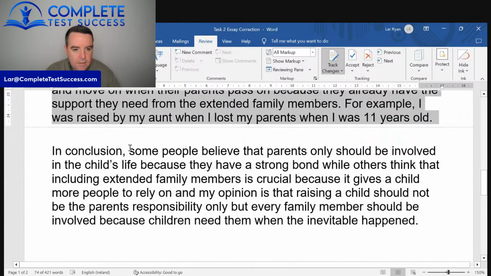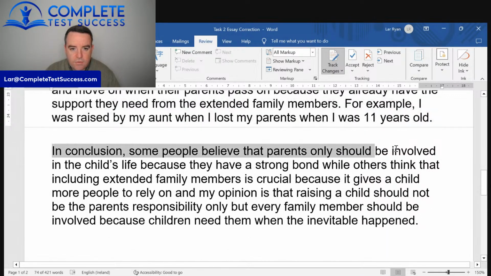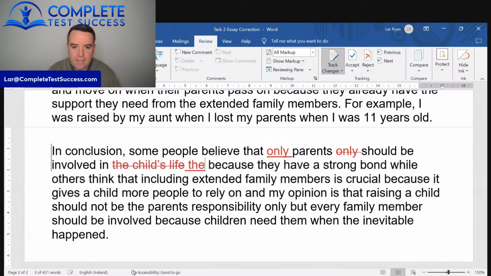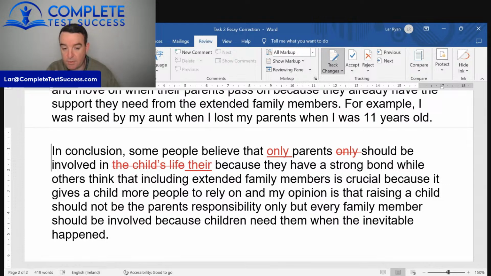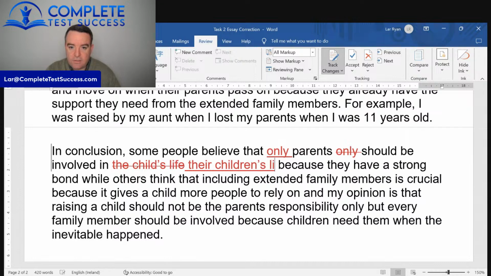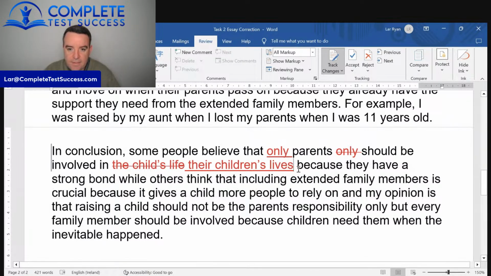Okay. So that brings us to the conclusion. In conclusion, some people believe that only parents should be involved in their child's or maybe in their children's lives. So let me just change that in there so that we're talking about the parents, their children, and we'll have plurals, their children's lives, because they have a strong bond.